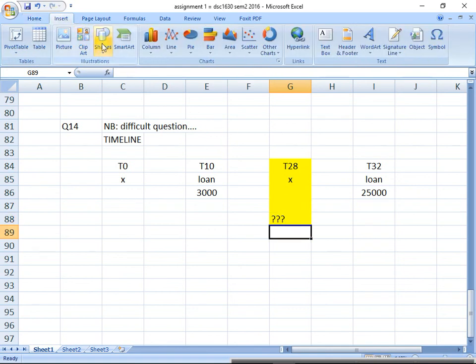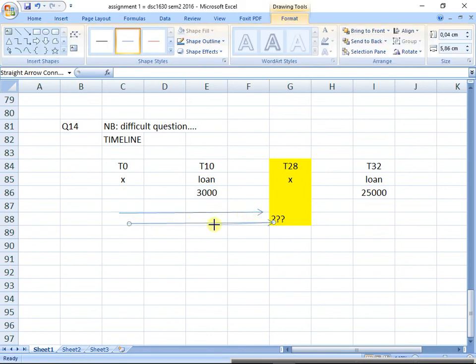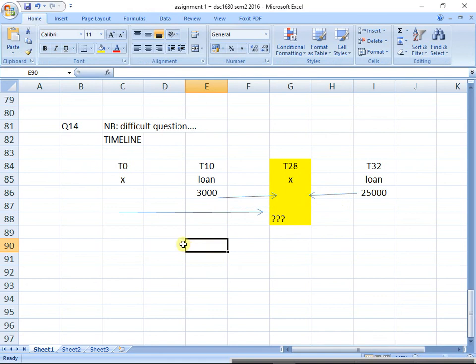What do I need to do? I need to move things backwards and forwards. I need to take that X that side, take this there, and take this there. But my loans must equal my payments. That's key. So my loans is a 3,000 Rand loan.